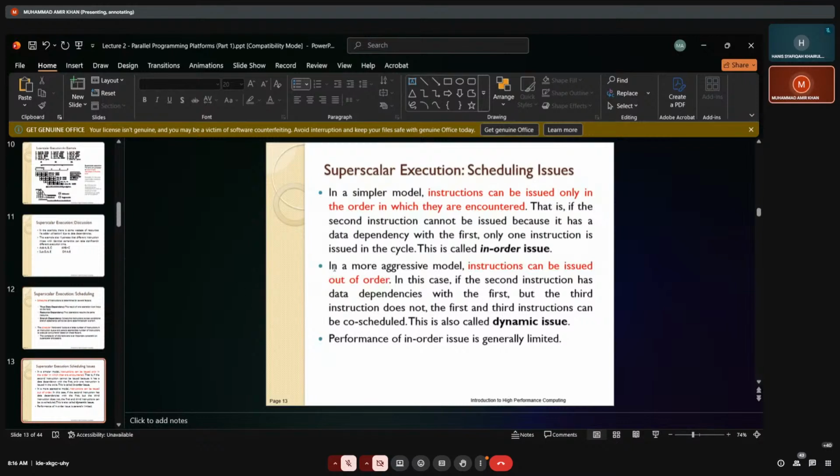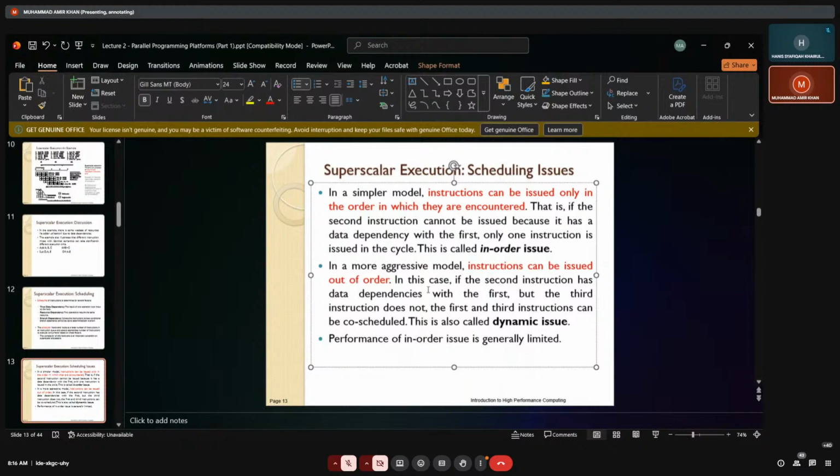So in a simpler model, instructions can be issued only in the order, in sequence, in which they are encountered. If the second instruction cannot be issued because it has a data dependency with the first, only one instruction is issued in the cycle. This is called in-order issue, where we have to wait.